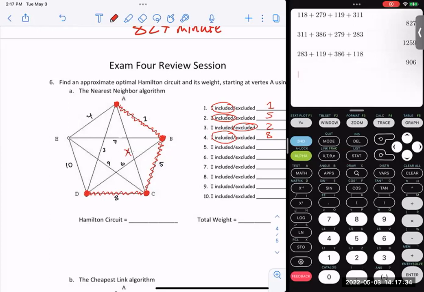So technically my choices from D would be 10 or 3 or 6. And so technically the smallest of those would be 3. But then can I include that? No, I can't, because that makes a circuit, right? And it's a circuit that doesn't include every vertex. So I can't include 3, which means next smallest would be 6.